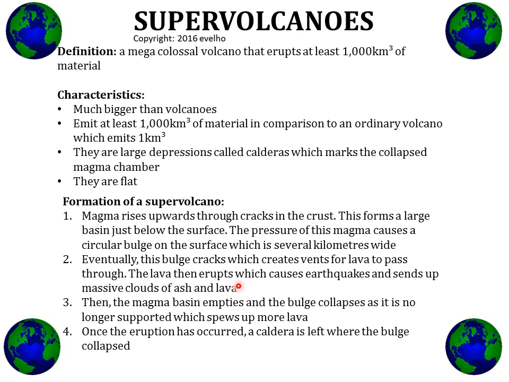The lava then erupts, which causes earthquakes and sends up massive clouds of ash and lava. Then, the magma basin empties and the bulge collapses as it is no longer supported, which spews up more lava. Once the eruption has occurred, a caldera is left where the bulge collapsed.